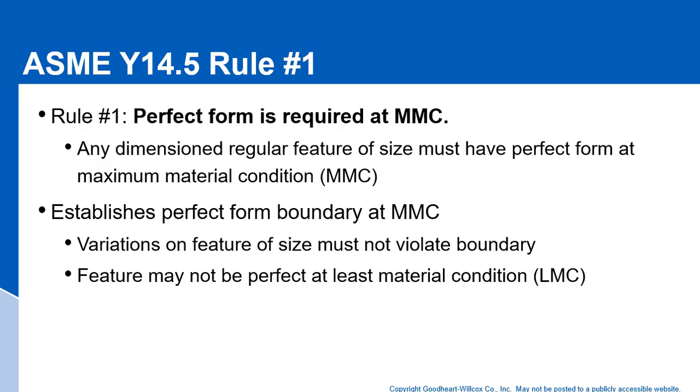Any dimensional regular feature of size must have perfect form at the maximum material condition. And this will also establish the perfect form boundary at maximum material condition. Variations on size of this feature of size must not violate the boundary. And the feature may not be perfect at the least material condition. So when you make your part at the maximum, you need to make sure that the form is perfect. But when you're going towards the LMC, you've got more leeway in terms of form.